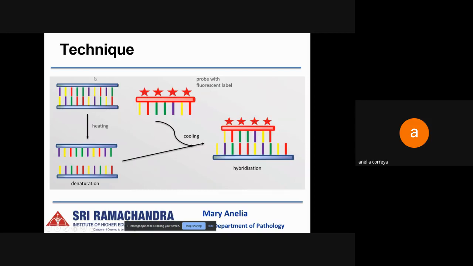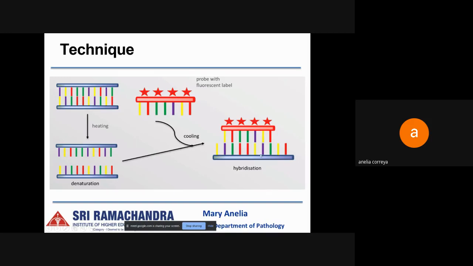So the technique is as follows. We have a double stranded DNA of interest, which is taken and then heated. That helps in denaturation, which is separation of the DNA strands. Then this is allowed to cool and we add a fluorescent labeled probe which is complementary to this particular segment.